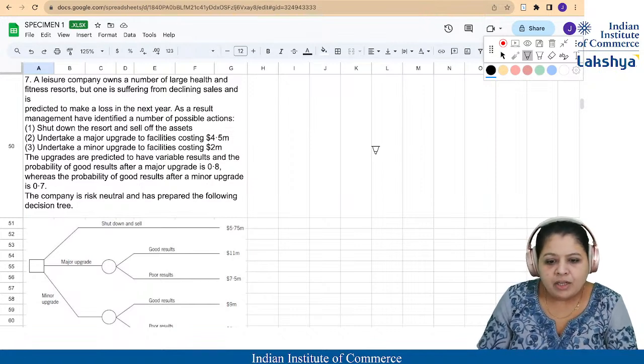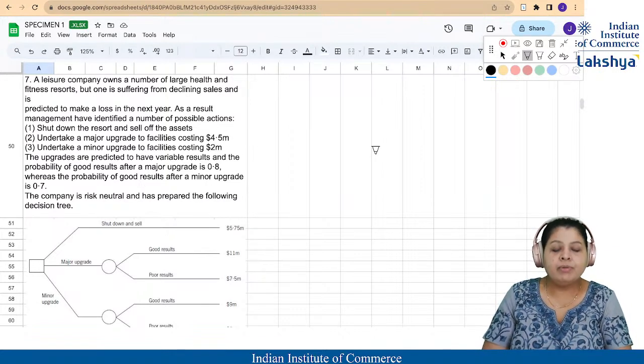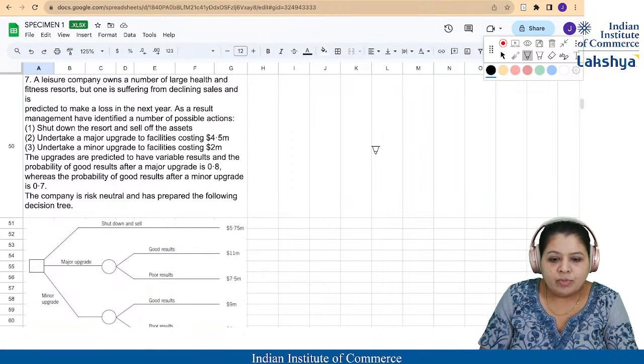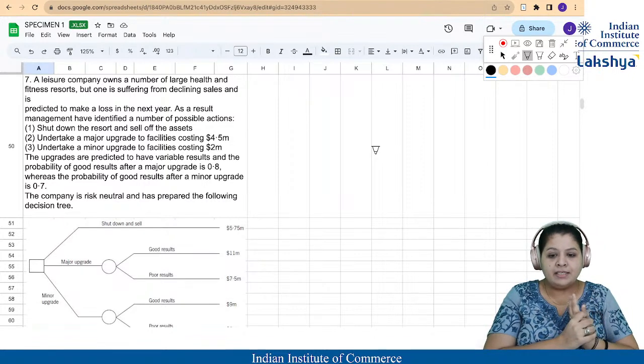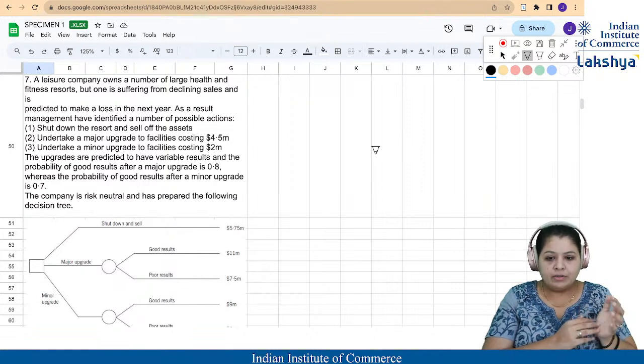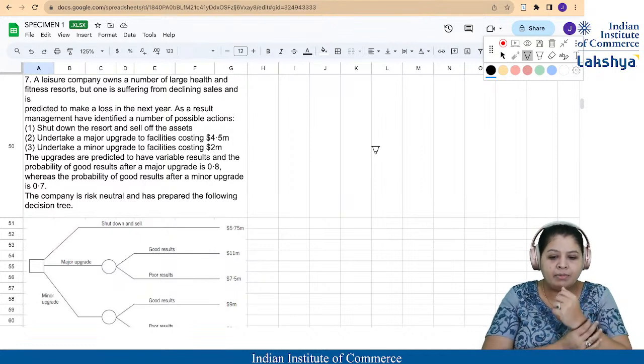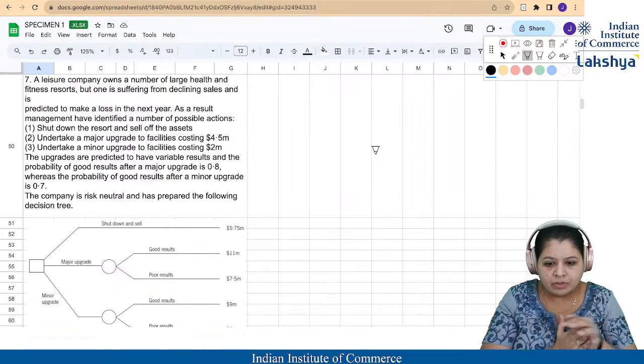A leisure company owns a number of large health and fitness resorts, but one is suffering from declining sales and is predicted to make a loss in the next year. As a result, management have identified a number of possible actions: shut down the resort and sell off the assets, undertake a major upgrade of facilities costing $4.5 million, or undertake a minor upgrade of facilities costing $2 million. Upgrades are predicted to have a variable result, and the probability of a good result with a major upgrade is 0.8. That of a good result with a minor upgrade is 0.7. So they give you probabilities also.